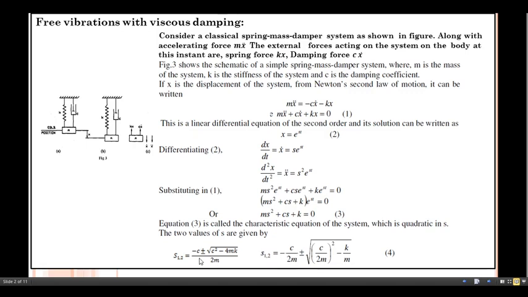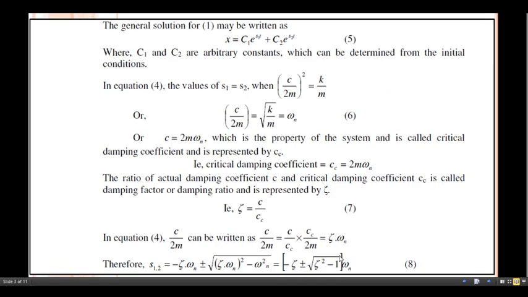Just separate this 2m here. Divide this 2m by this term as well as this term. Take this 2m inside the square root sign. So the square root of the first term squared, c divided by 2m whole bracket square, minus k by m. If you take this inside the square root sign, this is nothing but 4m square, so the m gets cancelled, then the 4 gets cancelled. In this way we can get the two solutions for S. Give equation number next for this one.